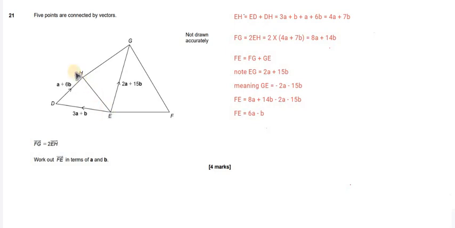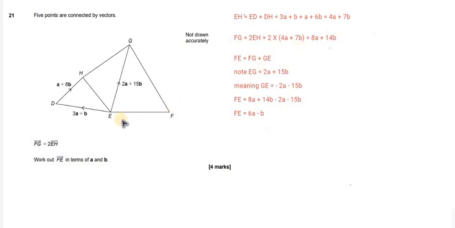EH. Let's find EH. So, E to D plus D to H. That's equal to 4A plus 7B. Fg is equal to 2EH. So, 2 times 4A plus 7B, that's 8A plus 14B.